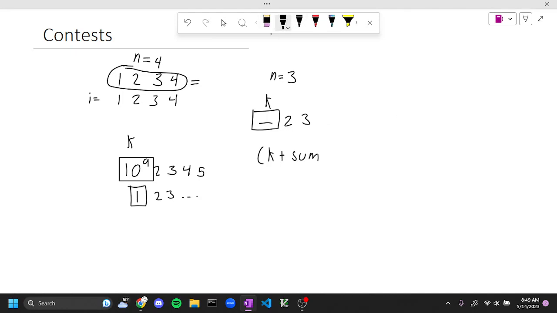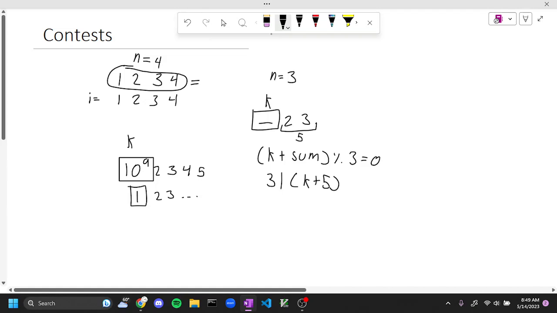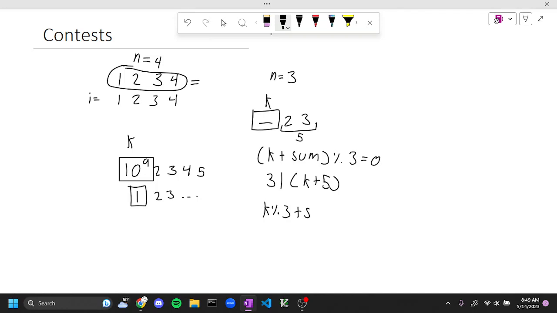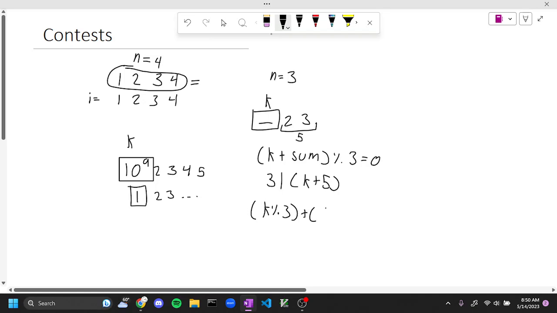So we know that k plus the sum of 2 and 3, so this is going to be 5. So k plus 5 mod 3 is going to be equal to 0. That just means that 3 divides k plus 5. And then you can also rewrite this to say (k mod 3 plus 5 mod 3) mod 3 is going to equal 0.